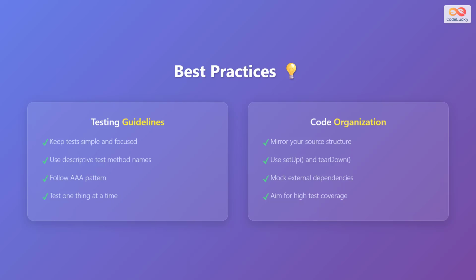Some of the testing guidelines include keeping the test simple and focused, using descriptive test method names, following the arrange, act, assert pattern, also known as the AAA pattern. Finally, test one thing at a time.